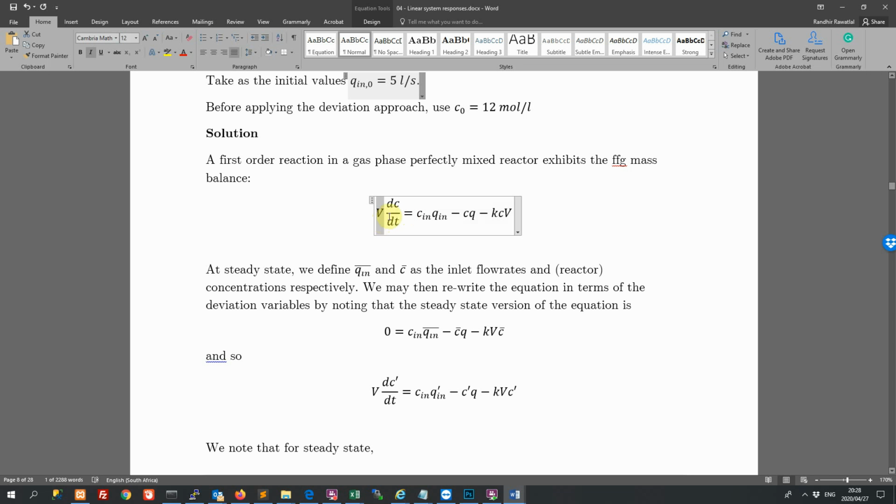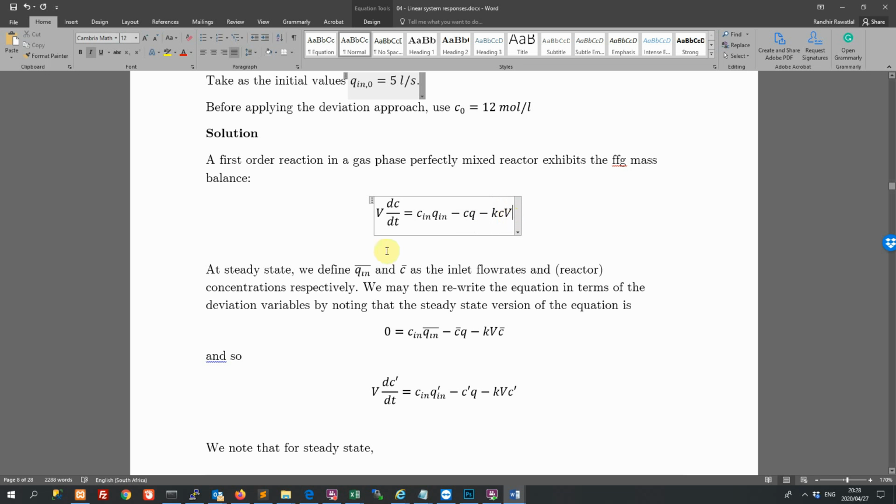So V is just a constant here. So V dc/dt is the inlet flow, and that's the exit flow, so perfectly mixed. So the concentration in the reactor is the same as the concentration in the exit stream, is the same as the concentration that applies for the reaction. So the reaction term, this is a volume-based reaction rate, so we multiply by the volume here.